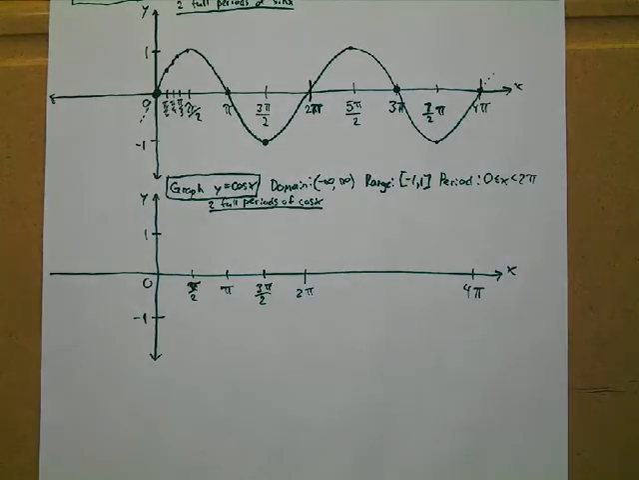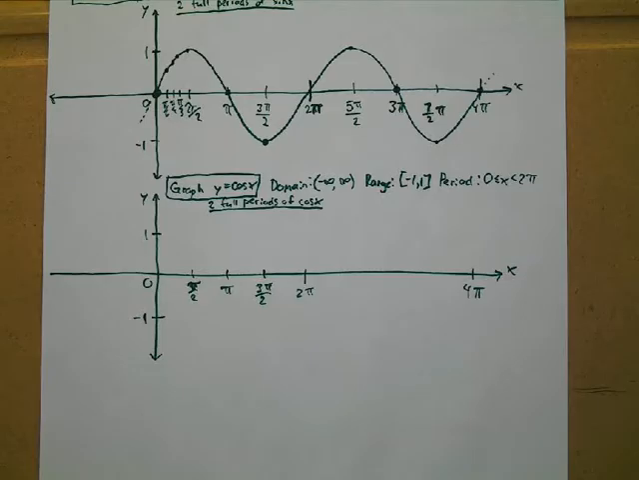Alright, so now what's cosine of 0? So here's 0 on the unit circle. Cosine is the x-coordinate, so what would the x-coordinate be here? The y-coordinate is 0, that's on the x-axis, so the x-coordinate is 1. Cosine of 0 is 1, so we'll put a point right there.